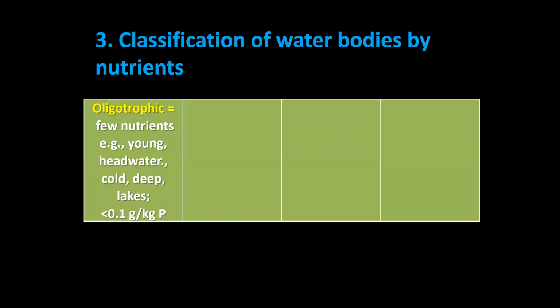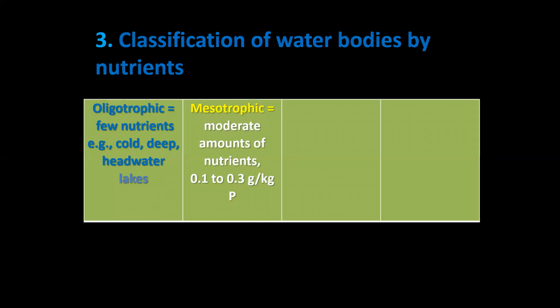So you can classify water bodies with their nutrients into 4 different groups, and there's oligotrophic, which have few nutrients, and they tend to be young lakes. They tend to be in the headwaters. They tend to be cold. They can tend to be deep, and they have less than 0.1 grams per kilogram of phosphorus.